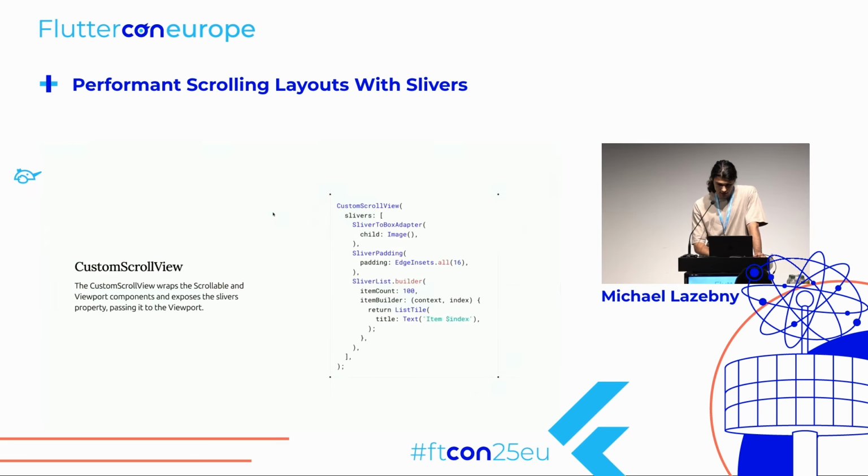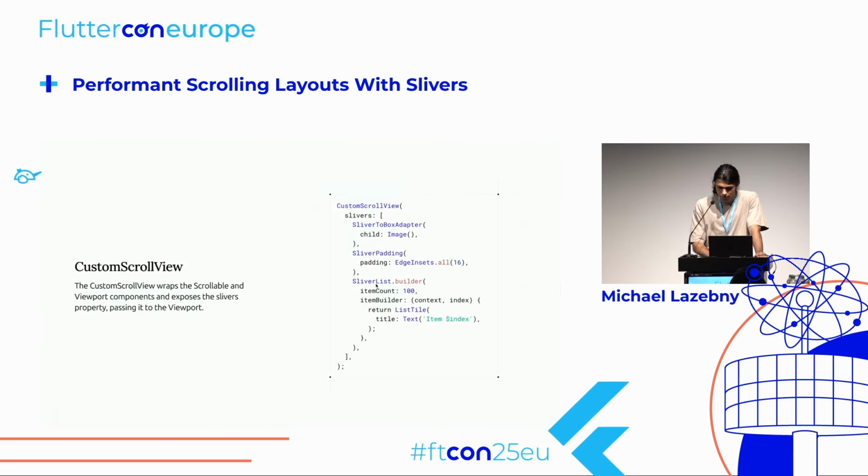And here I wanted to show you how you can create that layout using the slivers. The most popular way to create the custom layout with slivers is to use the custom scroll view. It is just a widget that wraps scrollable and viewport and combines them together, and you just pass the parameters directly to them.